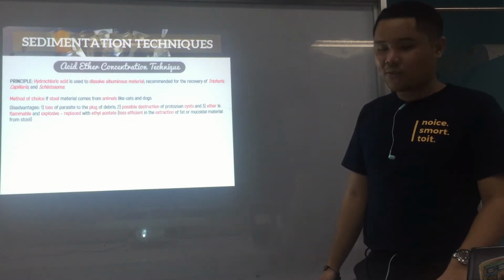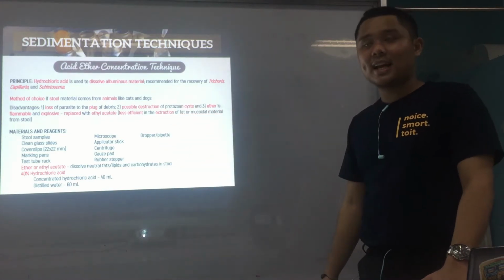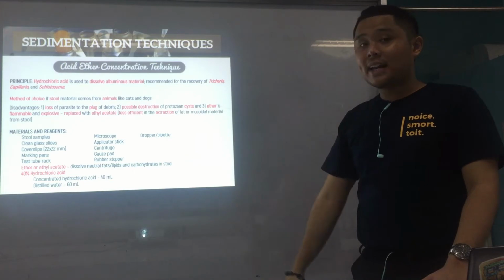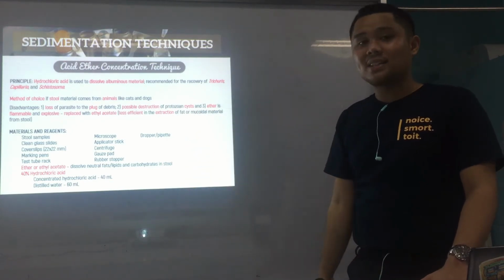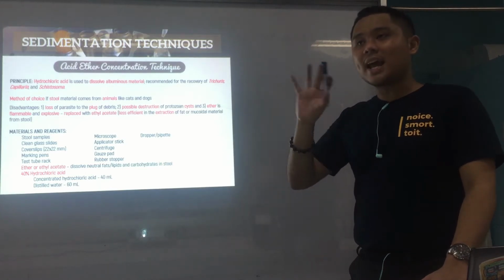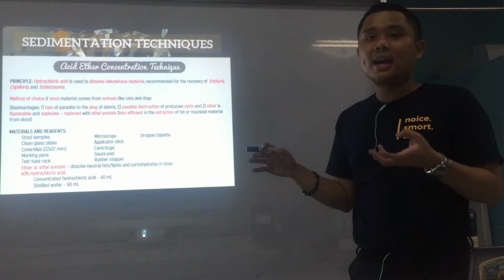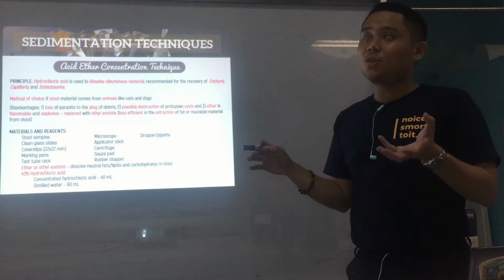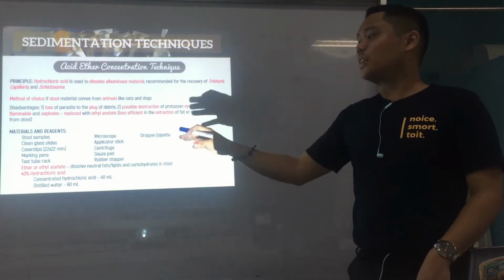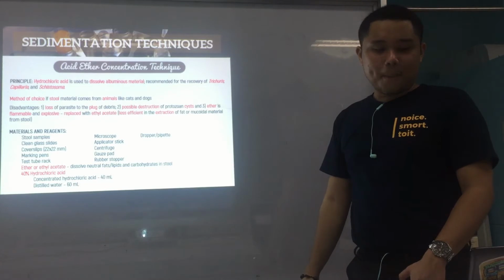Now, for the reagents, still quite the same. I just highlighted again the ones unique to it. You have ether or ethyl acetate. Its purpose is to dissolve neutral fats, lipids, and even carbohydrates in stool. The main goal is still to remove as much fecal debris as possible. And 40% hydrochloric acid, which dissolves albuminous material.